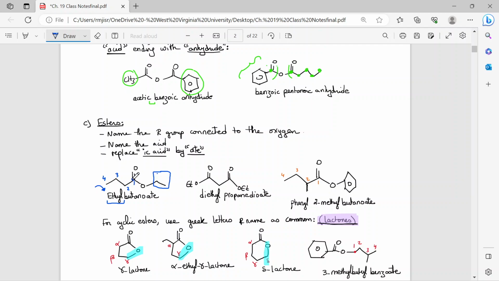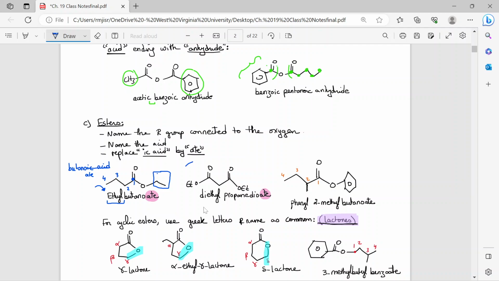You're going to name it as an acid derivative, and then you're going to drop the ic acid out and replace it by ate. So this is going to be butanoic acid. You drop the ic acid out. Keep the O. And you're going to replace it by ate. So it's going to be butanoate.